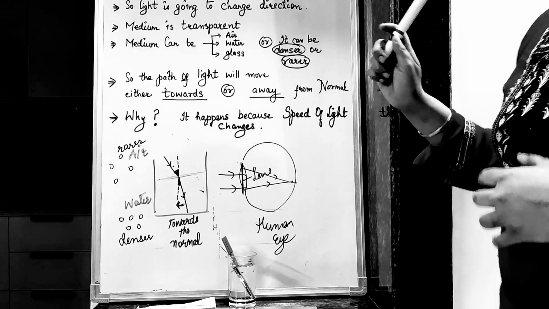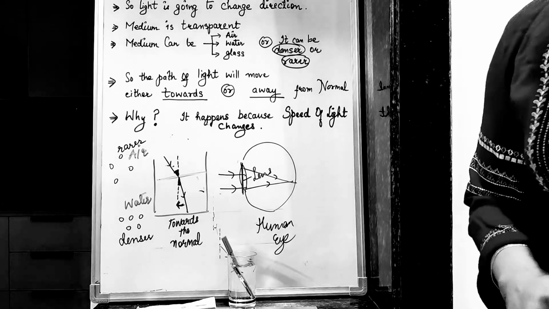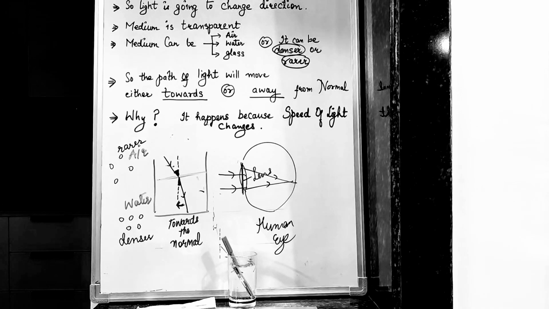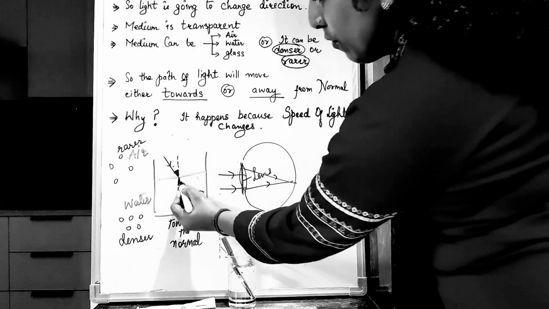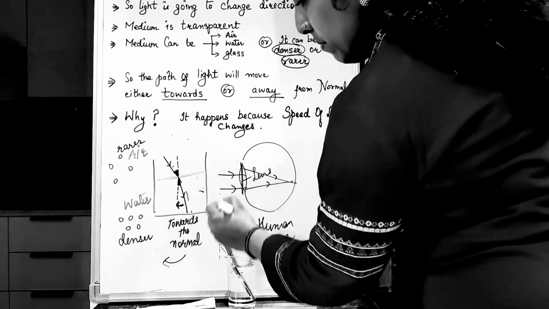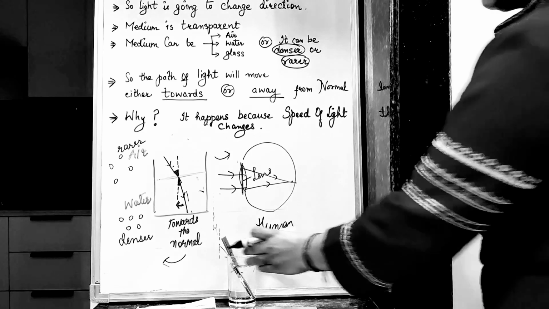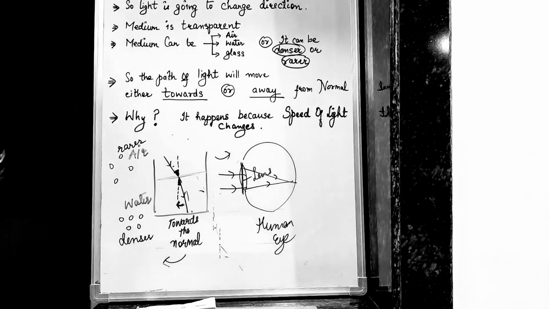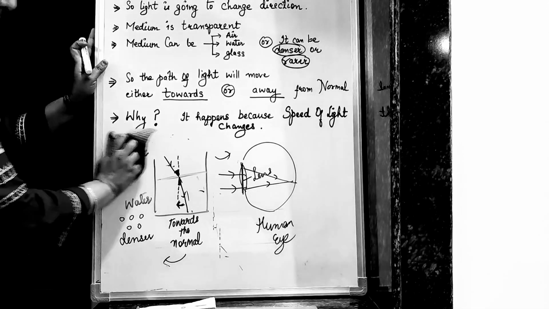Refraction is the bending of light when it travels from one medium to another. Then why does this bending happen? It happens because the light is changing its direction. The medium has changed because the medium has become denser or rarer. Now these two mediums will decide whether the ray of light will go towards the normal or away from the normal. Let us take one more example this way.